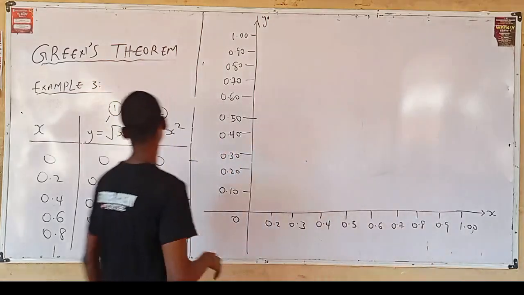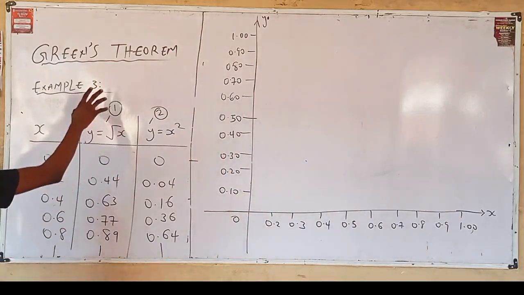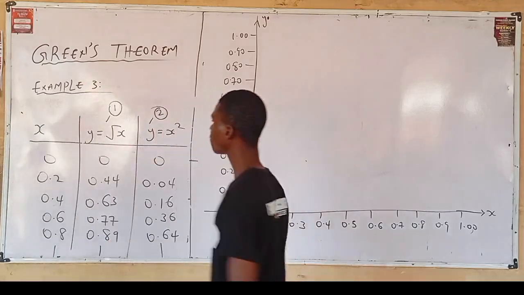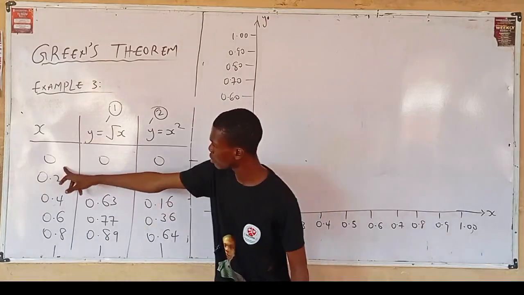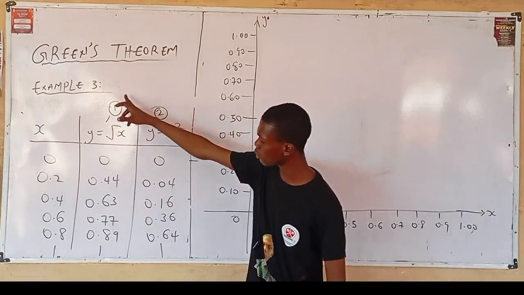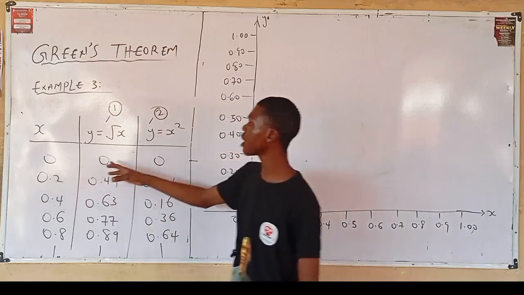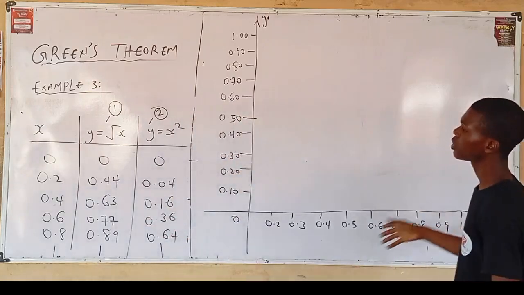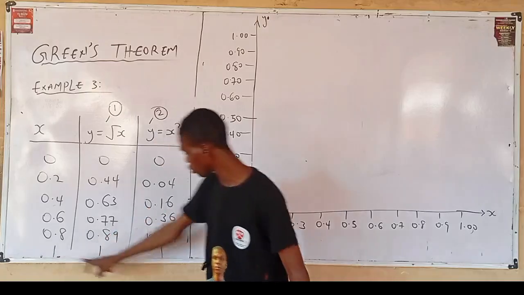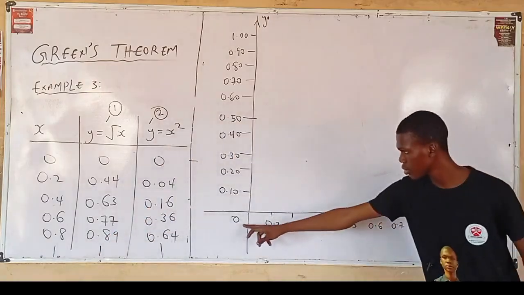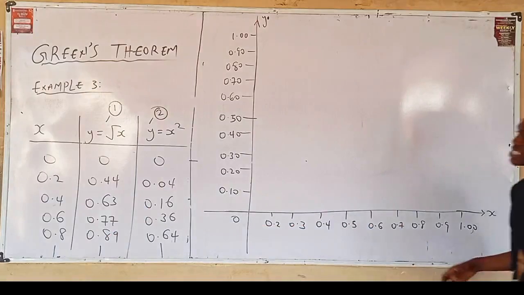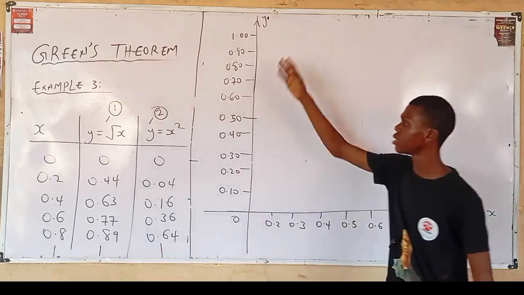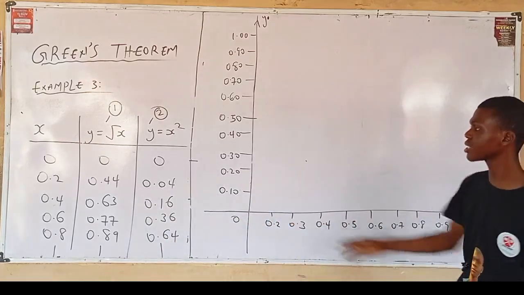Alright, now let's plot. For each value of x, I've gotten the corresponding value of y equal to square root of x and y equal to x squared. Let's plot the first curve first. When x is 0, y is also 0. I believe you know how I plotted this graph. Our value of x is ranging from 0 to 1, and our value of y is ranging from 0 to 1. So for the x-axis 0 to 1, for the y-axis 0 to 1.